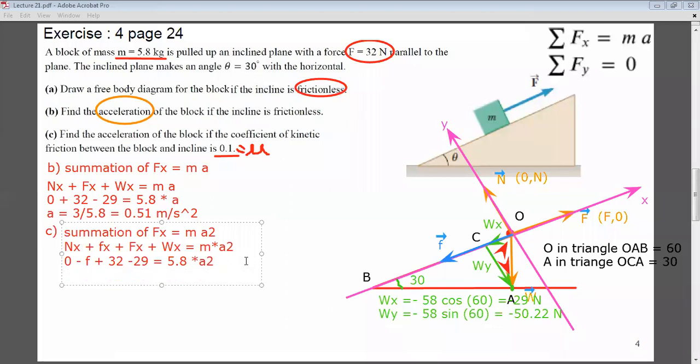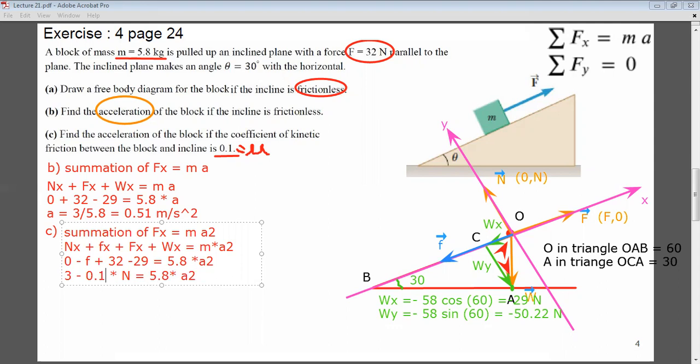Now, what do I know about the friction force? 32 minus 29 is 3. Minus f. What do I know about f? I know that it is mu times the normal force. This is the friction force. This is equal to 5.8 times A2 that I have to calculate. So mu, I know it. I will put 0.1 here.